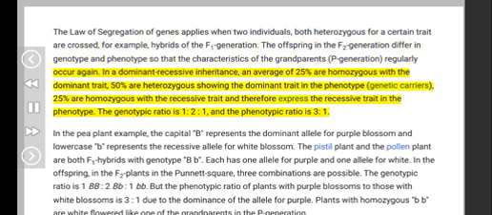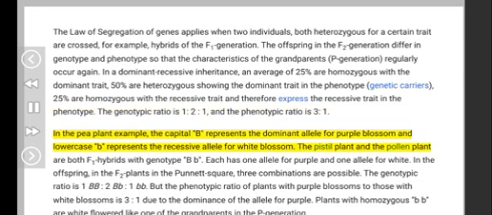In a dominant-recessive cross, an average of 25% are homozygous with the dominant trait, 50% are heterozygous showing the dominant trait in the phenotype, genetic carriers, and 25% are homozygous with the recessive trait and therefore express the recessive trait in the phenotype. The genotypic ratio is 1:2:1, and the phenotypic ratio is 3:1.